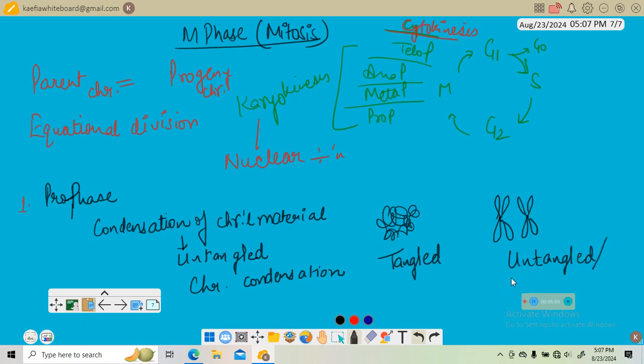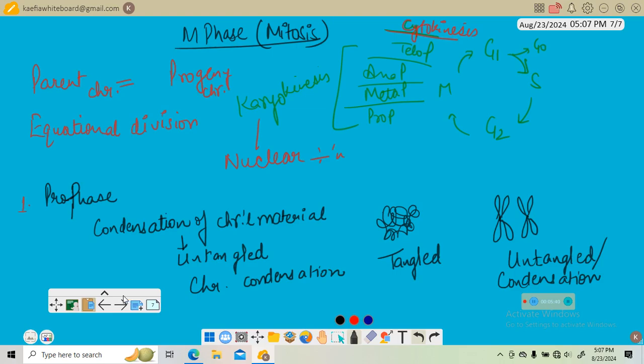Condensation of chromosomes means that in condensed form we can see individual chromosomes. We can make out that this is a chromosome. But if there is no condensation, if they are in uncondensed form, we cannot see them as discrete individuals, or as individual chromosomes.